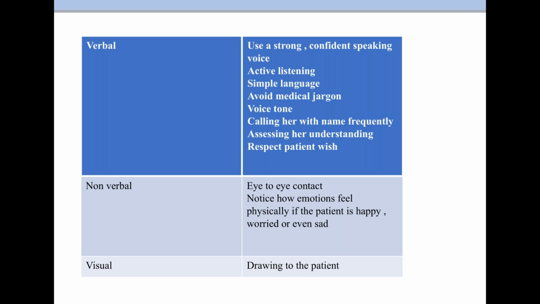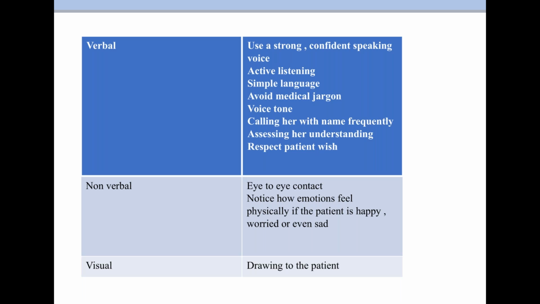Most of these are verbal communication. What about non-verbal communication? Can you communicate with someone without speaking to them? Yes. The first thing is eye-to-eye contact. The mother communicates with her baby through skin-to-skin contact, and we communicate with our patient through eye-to-eye contact.